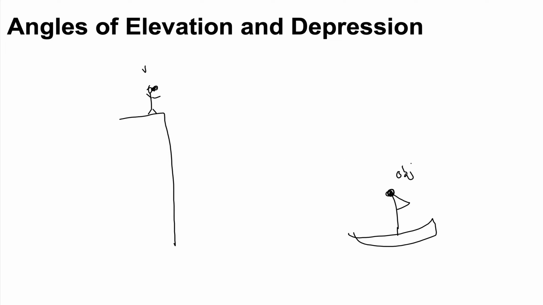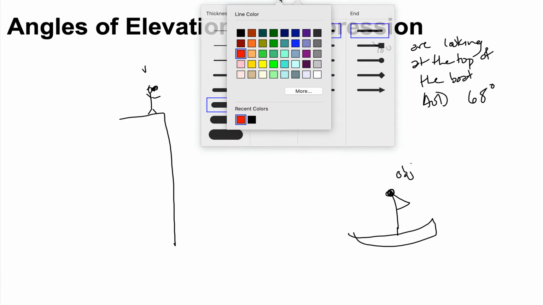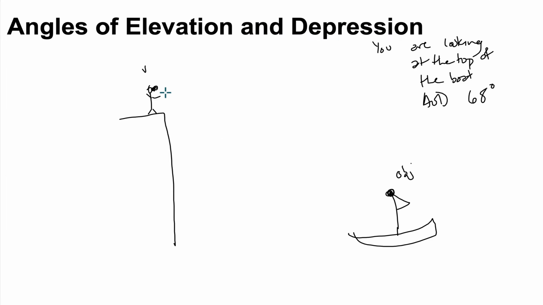So we use the same exact steps. And let's say you are looking at the top of the boat with an angle of depression 68 degrees. Just random numbers in there. So if I'm going to construct my line, you start, as I mentioned, with a horizontal.